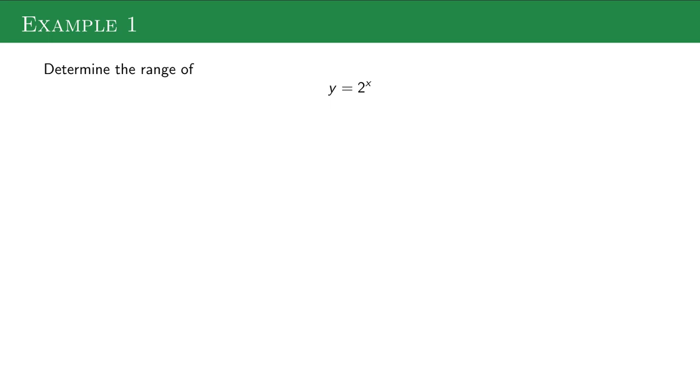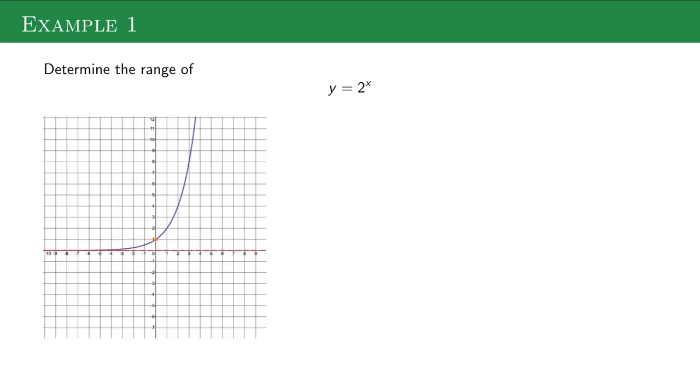Say I want to determine the range of y equals 2 to the x. I can look at the graph. I want you to know how to graph. And we see there's nothing drawn down here, and everything's above this horizontal asymptote. So my range is going to be everything that's bigger than 0. I never actually hit the asymptote, and that's why I put it on there as a dotted line. So I have strictly bigger than 0. So if I just look at the graph, I see I have everything above this asymptote.